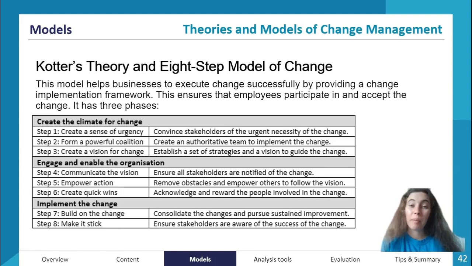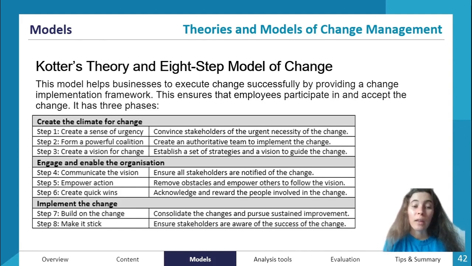So we've got 3 broader phases, and then within each phase, we've got a couple of steps, either 2 or 3 steps in each. So the first part is about creating a climate for change. So first of all, we have step 1, creating a sense of urgency. You need to show stakeholders why the change is necessary and why it needs to happen now.